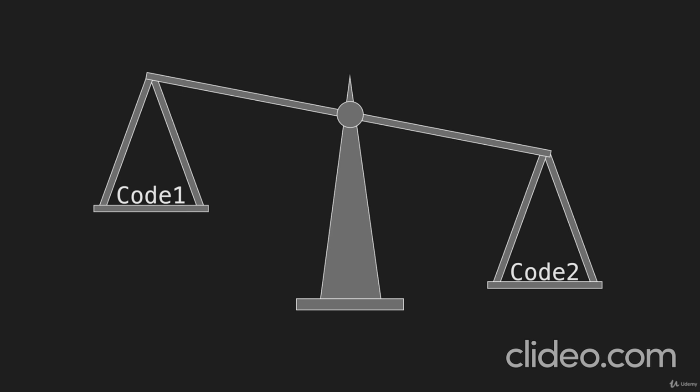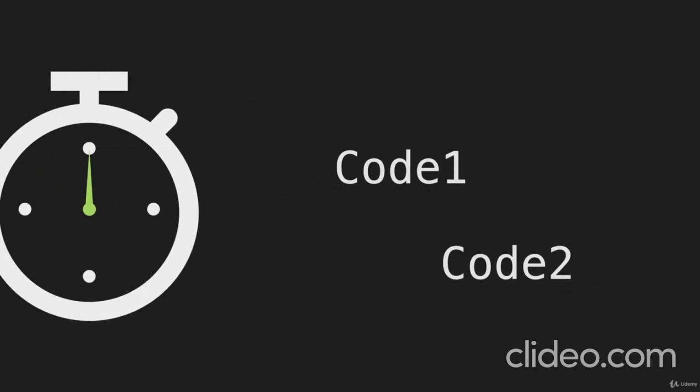So obviously we can't measure this with a scale, so I'm going to bring in a stopwatch to make the point. Let's say we run code 1, and when we run it, we start a stopwatch, and it runs for 15 seconds. Then we reset the stopwatch, and we run code 2, and code 2 runs a lot longer than 15 seconds. Well, obviously we want our code to run as quickly as possible, be as efficient as possible. So by this measure, code 1 is the better code.